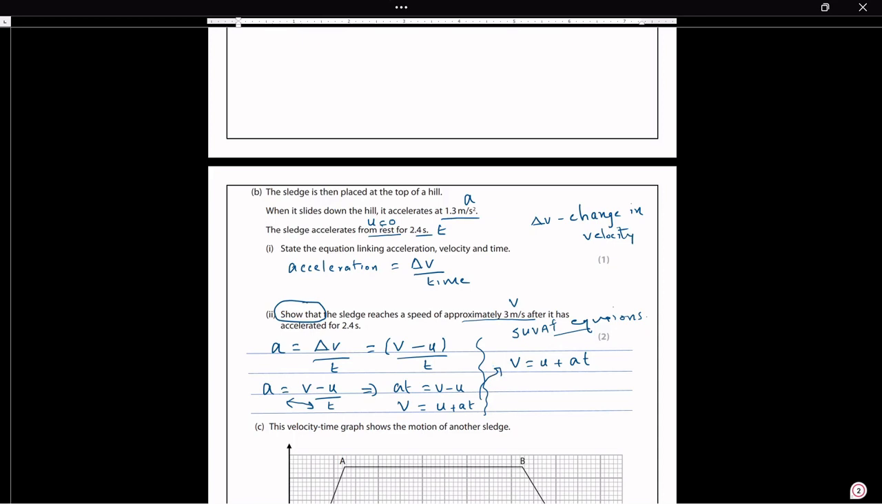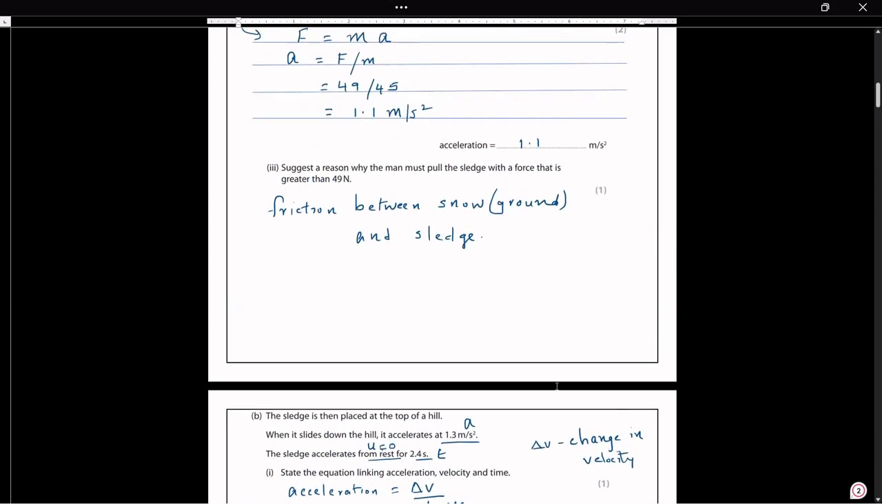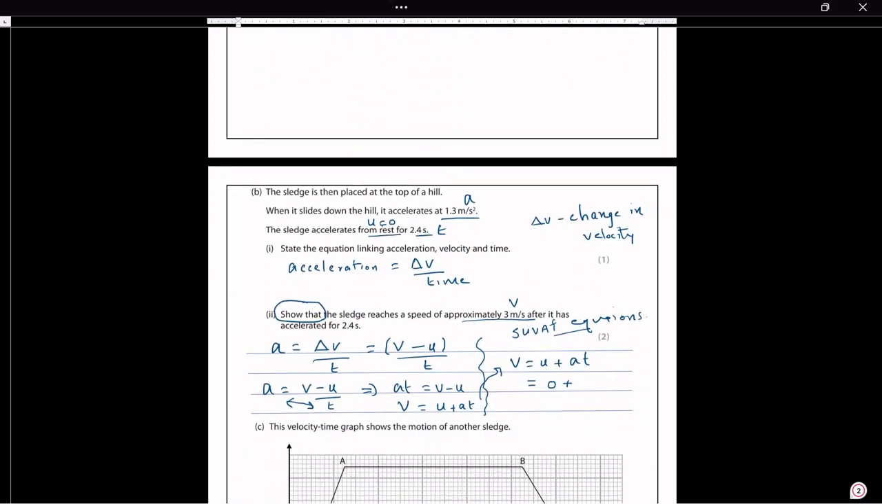Now let us solve it for v. So v equals, u is 0 because it's starting from rest, and the acceleration we already calculated in the first part. It is 1.1. So let us use that number here. It is 1.1, and for a time of 2.4. So on calculation, make use of your calculator, and it is giving an answer of 3.1 meters per second. This is the answer we are getting.